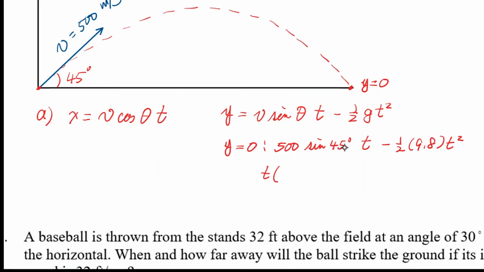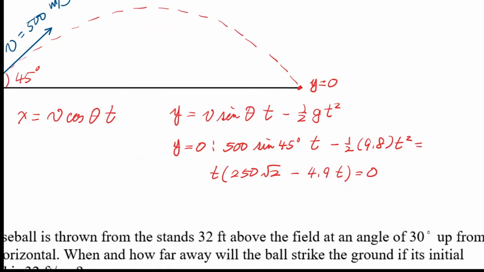Sine 45 is √2/2, because you learned that before the pandemic last year, so you should know this much, right? So we have 250 √2, good, minus 4.9 t is equal to 0. Oh, I forgot to write is equal to 0.